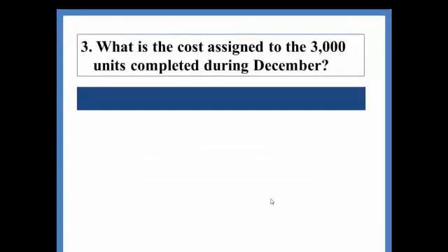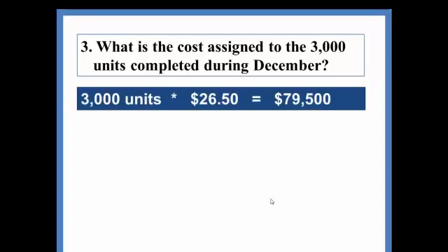What is the cost assigned to the 3,000 units completed during December? Well, we know in this production run, each finished unit should be assigned $26.50, which includes the materials, labor, and overhead applied. 3,000 times $26.50 is $79,500. Now realize the reason this was calculated is this is the amount that is going to go out of the milling department and into the pressing department during December.